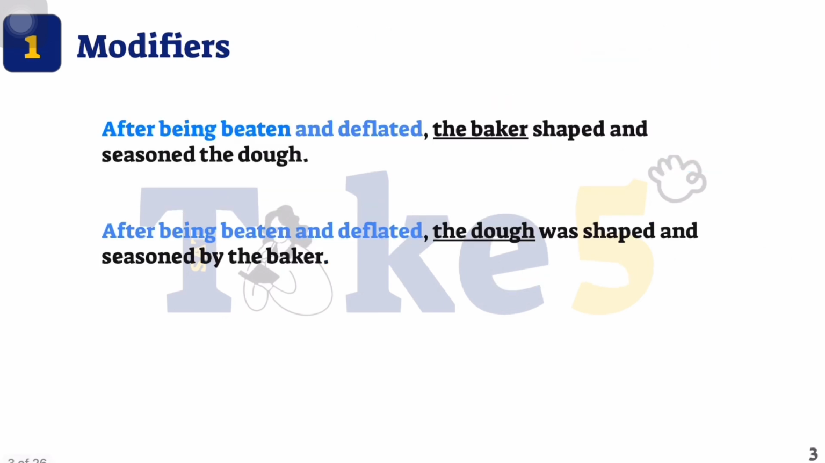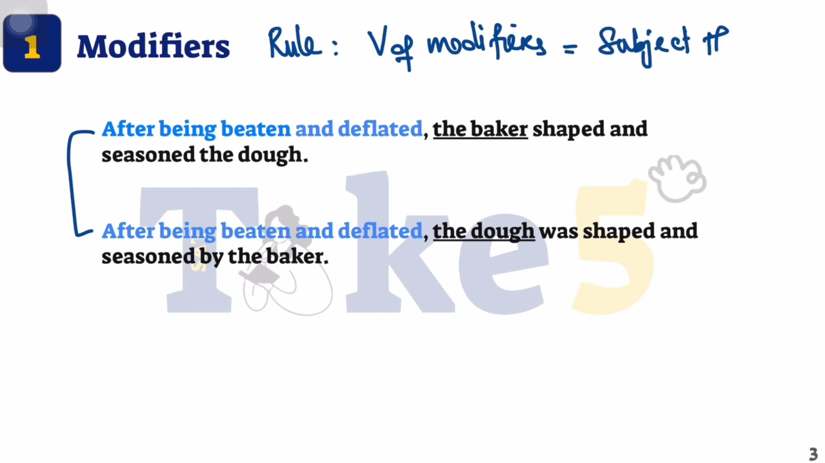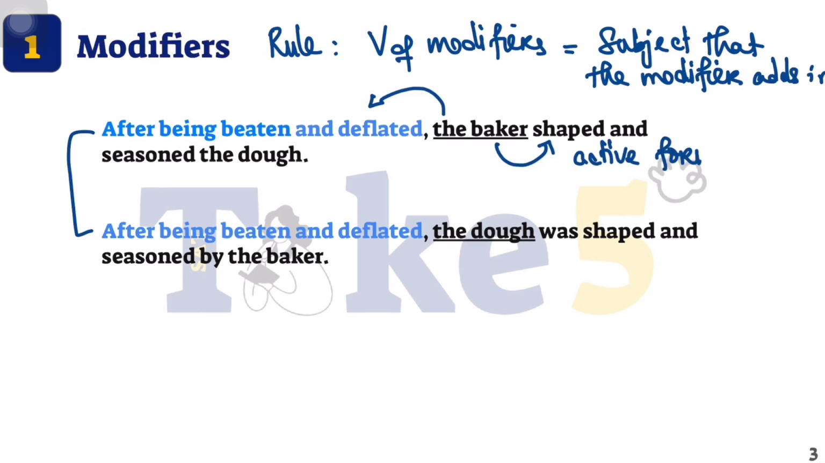Let's say we use the same modifiers even though the subjects of the sentence are different. This will violate the rule of correct modifier. The verb form has to agree with the subject to which this modifier is adding information. So if the first subject is the baker, the modifier's verb has to also follow the active verb form because he is performing this beat and deflate action just like shape and season.